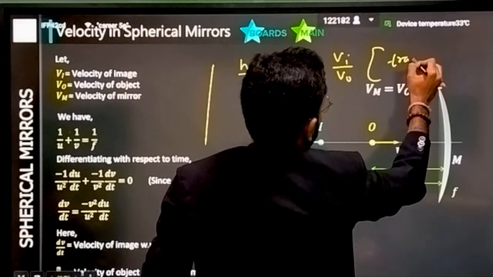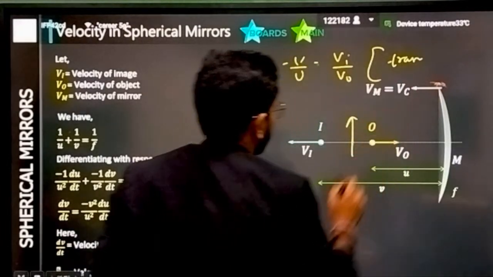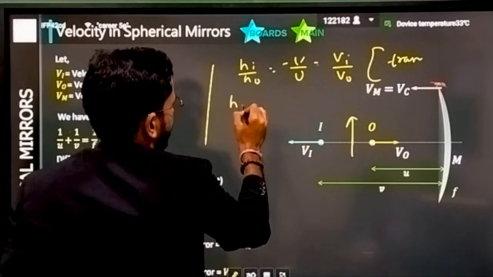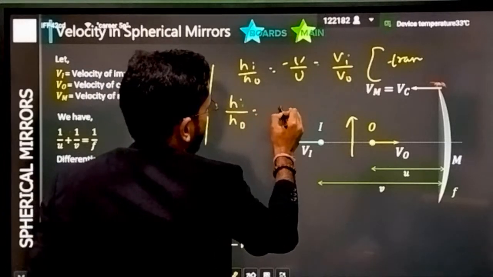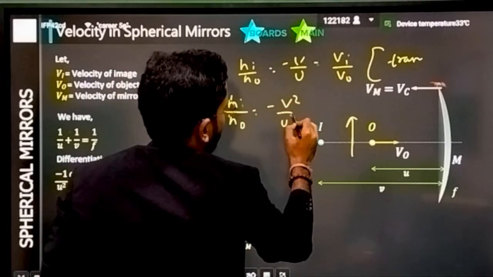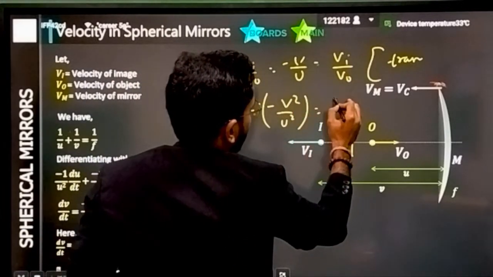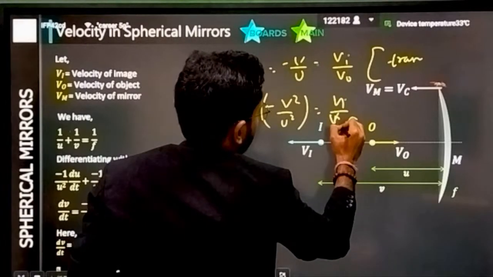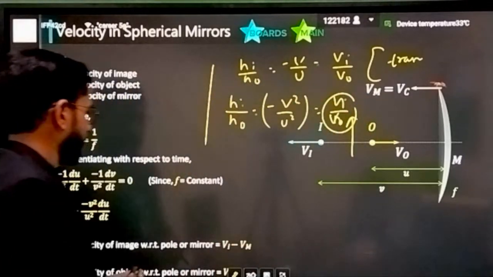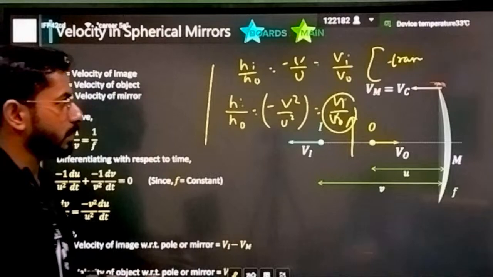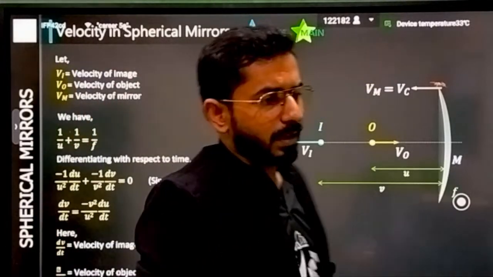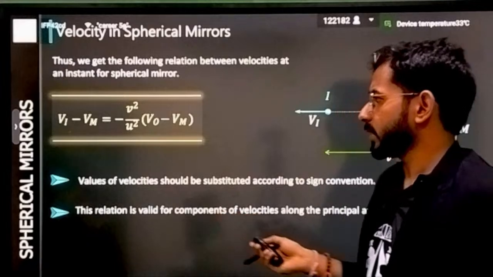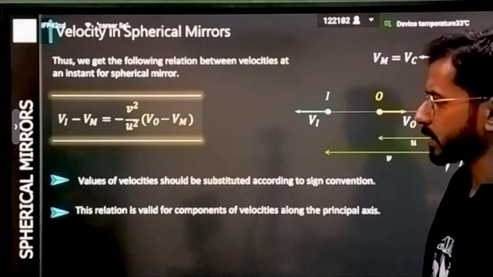This is a case for transverse velocity, that means velocity is perpendicular to the surface. If your velocity is along the surface, that means longitudinal velocity, then it is minus v square by u square, which can be written as velocity of image divided by velocity of object. See, the same formula you are going to get from here also. So it is a very easy case. If you know how to write the magnification, you can easily write these results also.